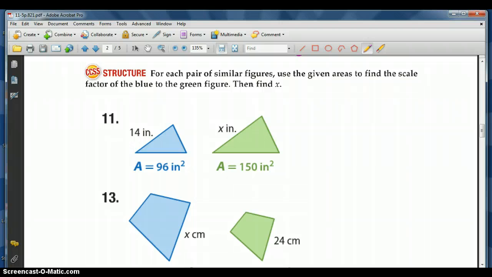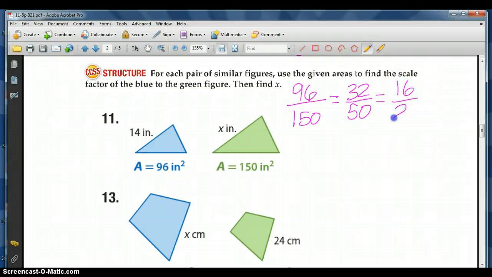In the next section, for each pair of similar figures, use the given areas to find the scale factor of the blue to the green figure, then find x. So we know that our areas are 96 and 150, so we're going to try to simplify this first. Both are divisible by 3, and then once again divide them both by 2, and you get this. So this is my ratio of areas.